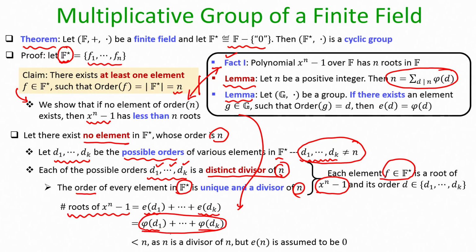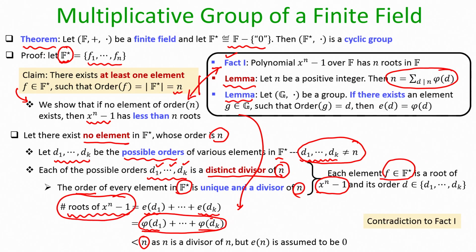But since none of these divisors d1, d2, dk is n, that means I am missing at least one distinct divisor of n, and that is why if I take the summation of phi of d1, phi of d2, phi of dk, I will not be getting the full n. If I would have included phi of n here as well, then the summation of all these things would be n. But since phi of n is missing here, because as per my assumption there is no element from f star with order n, my RHS is strictly less than n, and my RHS is actually the number of roots of this polynomial.